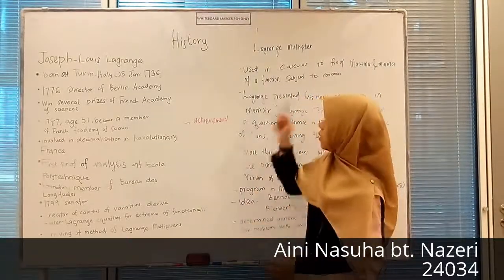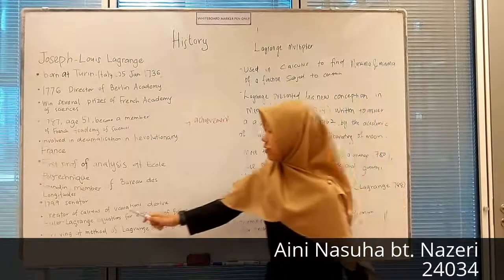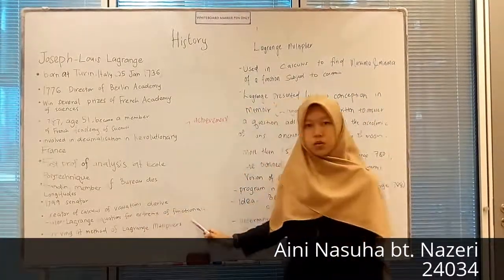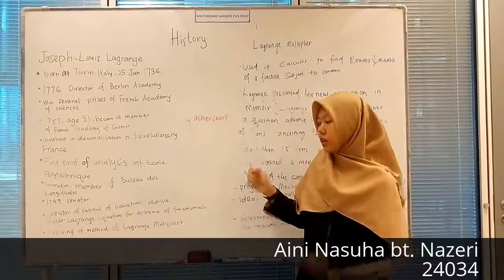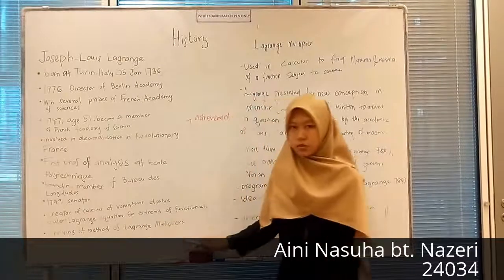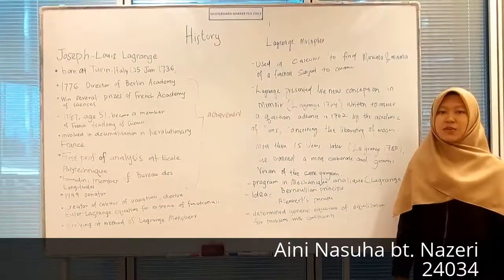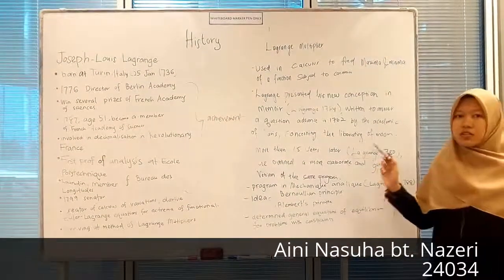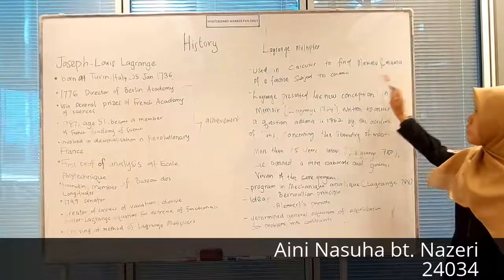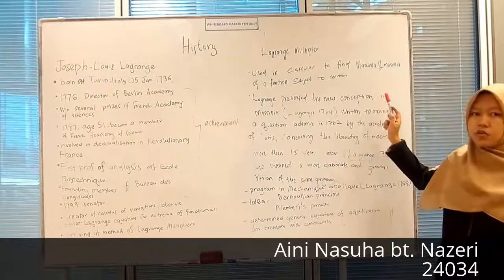Before he came up with the Lagrange multiplier, he was the creator of the calculus of variations and derived the Euler-Lagrange equation for extremum functionals. Then he also extended a method of deriving the Lagrange multiplier. Next, we will discuss the history of the Lagrange multiplier itself. It is used in calculus to find maxima and minima of functions subject to constraints.